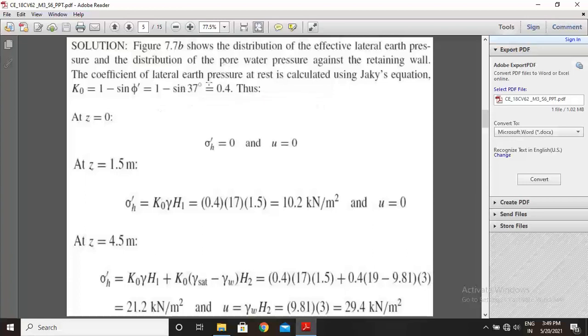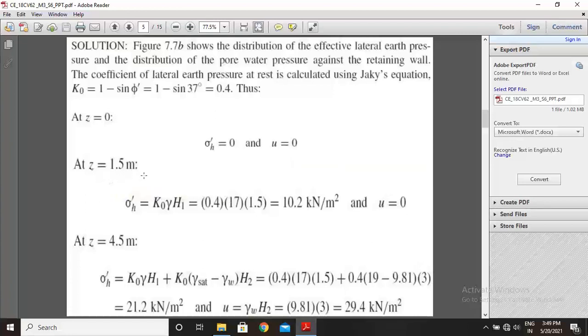Solution. Figure 7.7b shows the distribution of the effective lateral earth pressure and the distribution of the pore water pressure against the retaining wall. The coefficient of lateral earth pressure at rest is calculated using Jaky's equation, that is K0 equal to 1 minus sin phi'. So substitute the value here, 1 minus sin 37, we are getting 0.4. Thus at Z equal to 0 meter, sigma'h is 0 and U is also 0, water pressure is also 0.